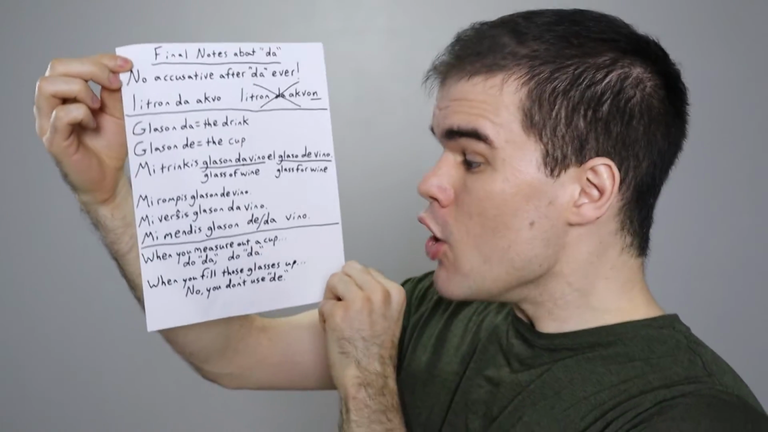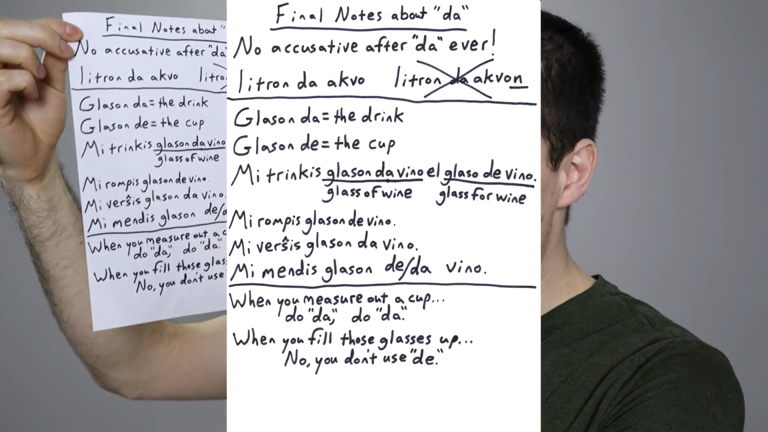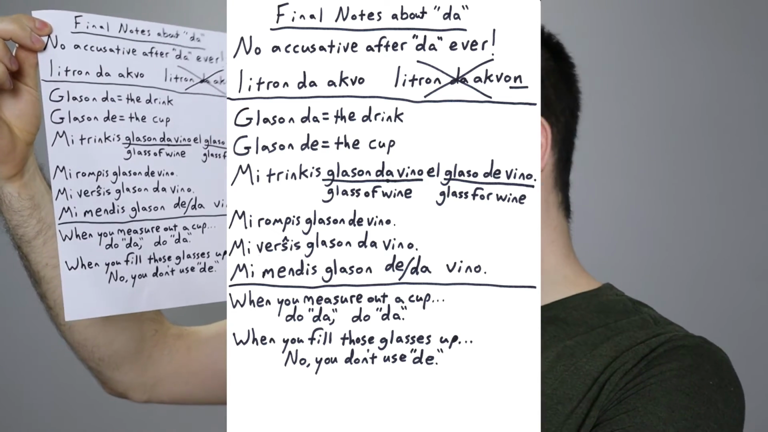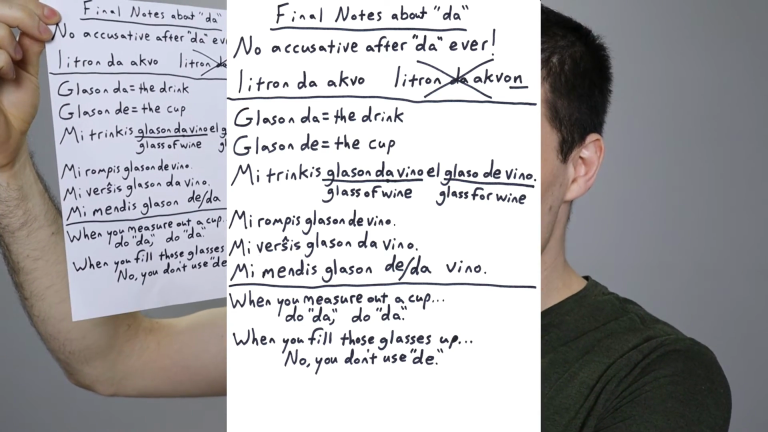Now, one final way to keep track of glason da instead of glason de is this little ditty that I came up with to the tune of Camptown Races. When you measure out a cup, do-da, do-da. When you fill those glasses up, no, you don't use de.